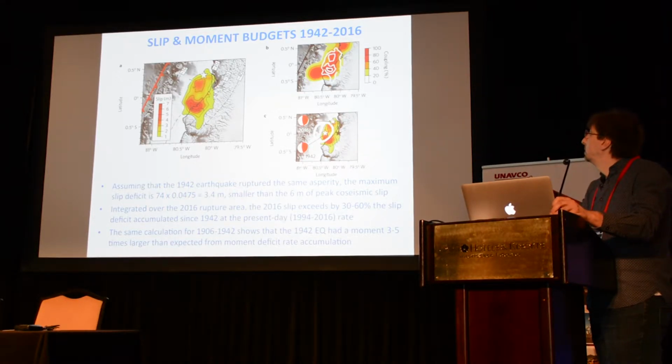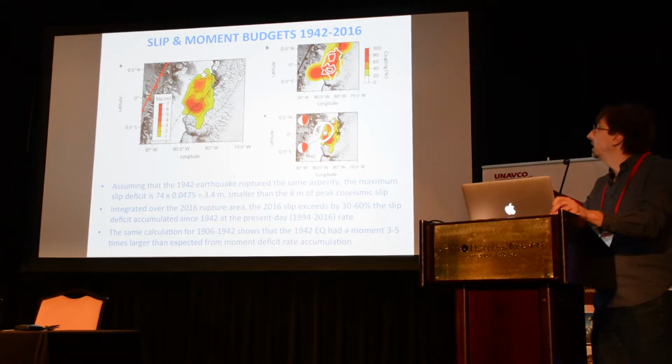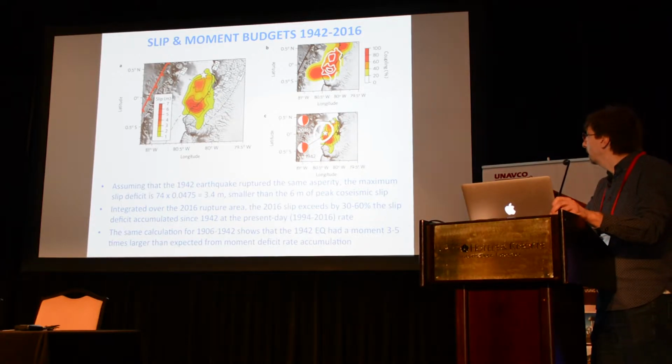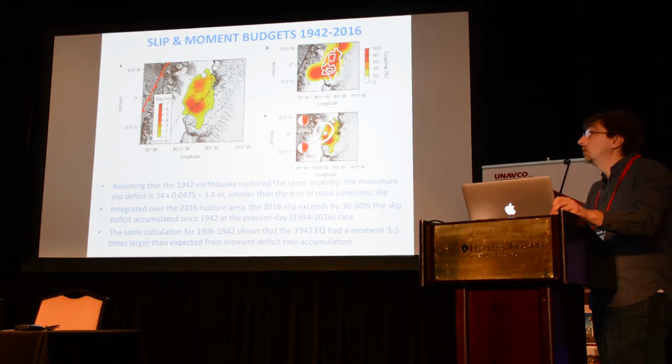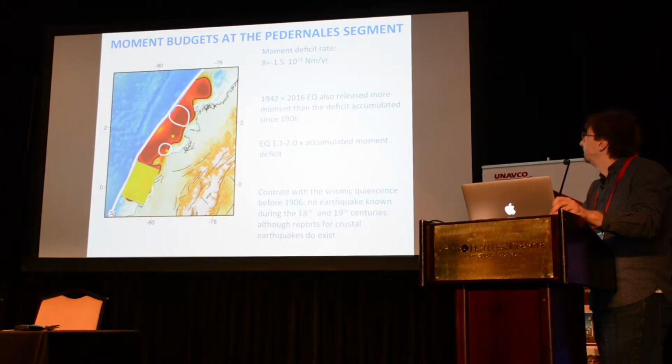That might be due to some dynamics of the rupture, so maybe a more reliable quantity is to integrate the slip over the rupture area. And when we do this, we still find that the total slip during the 2016 earthquake exceeds the slip deficit accumulated since 1942. And of course, if you do the same calculation for the 1906-1942 period, you also find that the 1942 earthquake was too big compared to the moment deficit accumulated.